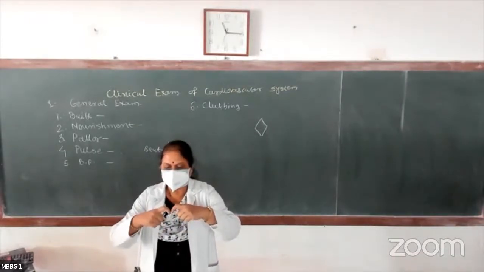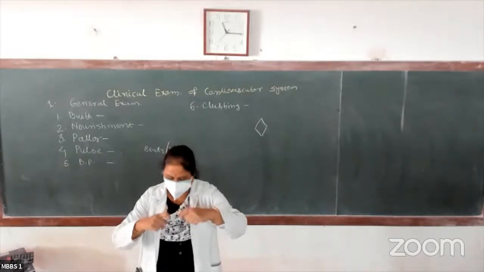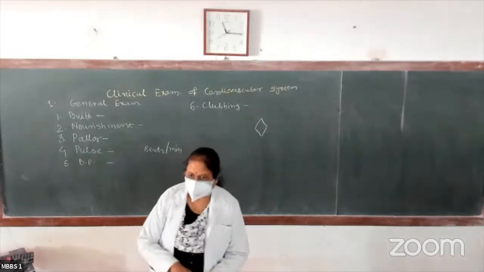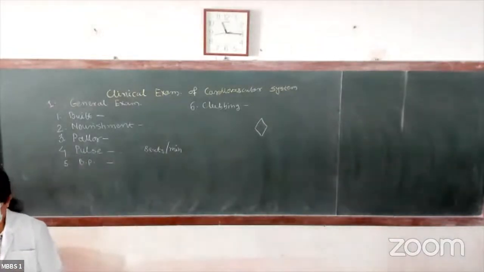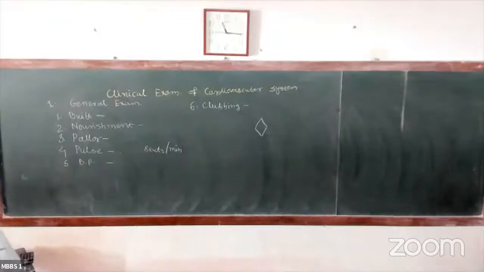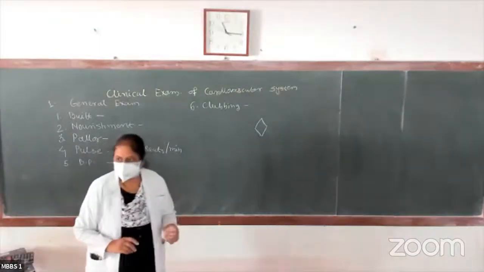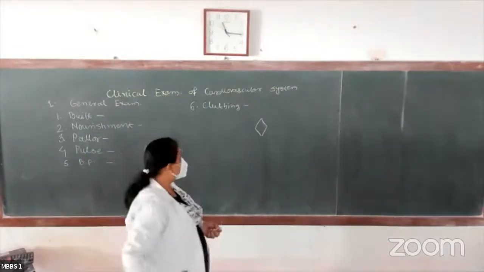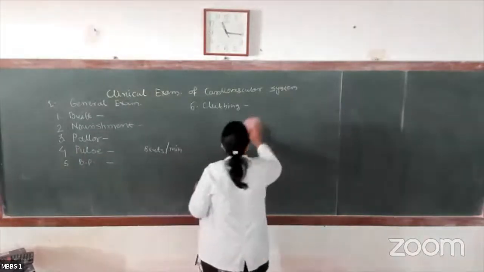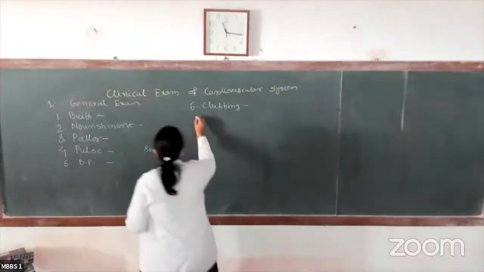If there is no window in between these two, then clubbing is present. If there is a bulging or an obliteration of the angle, the window is absent, and clubbing is present. Clubbing is present in respiratory diseases or congenital heart disease. Then after clubbing, we have to check for cyanosis.